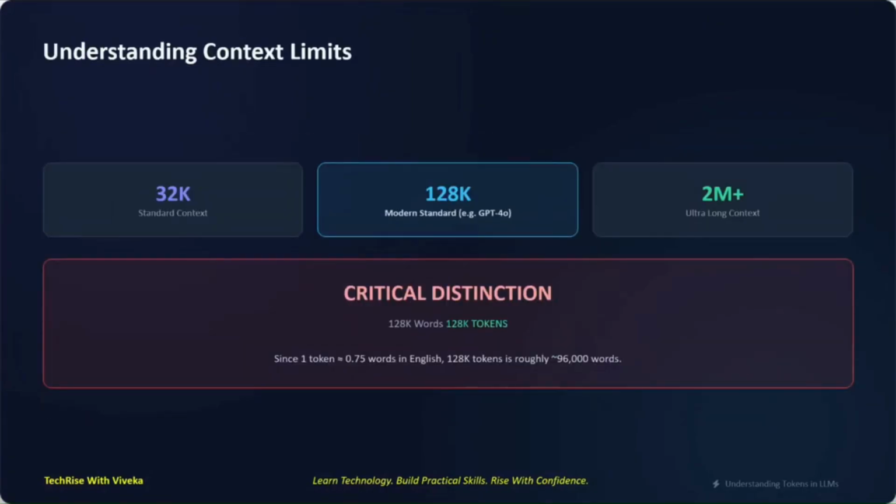This also explains context windows. You may hear terms like 32K, 128K, or 200K context. These numbers refer to tokens, not words. So when someone says a model supports a 128K context window, think approximately 128,000 tokens. The number of words represented by those tokens can vary depending on the language and the type of content.